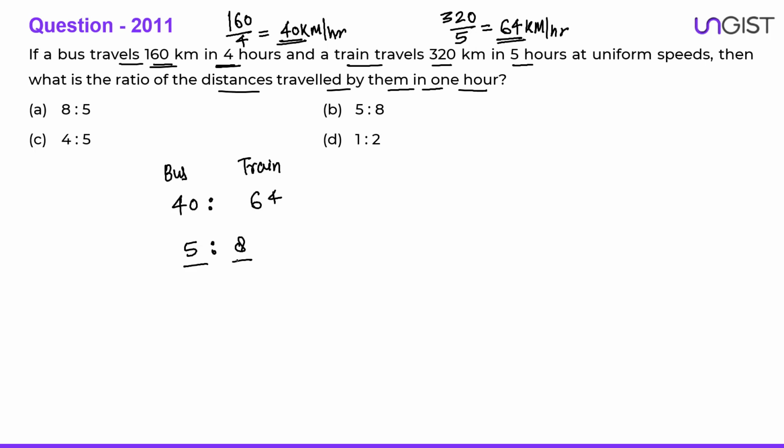Everyone, fine. See, the thing is you have to consider the order of the question, because 8:5 is also given in the options and 5:8 is also given in the options. So you have to consider the order of the question. The question says a bus travels, so the bus is coming first. And what is the ratio of the distances traveled by them? So obviously they are asking bus is to train. So bus is to train is 5:8, right everyone? The answer is B. All right, correct. Now let's move to the next question.